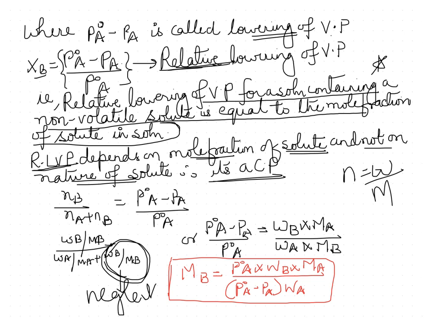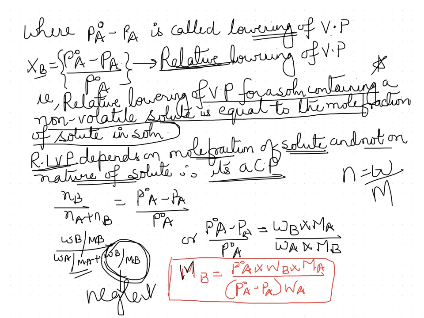So what do we get the equation as? P0A minus PA divided by P0A is equal to, see here, WB into MA. See, this is in the denominator. So WB into MA divided by WA into MB. Is it clear? And what are we finding out? Why are we studying colligative properties? We are studying colligative properties of the solution in order to find out the molecular mass of the unknown solute dissolved in the solution, okay, indirectly.